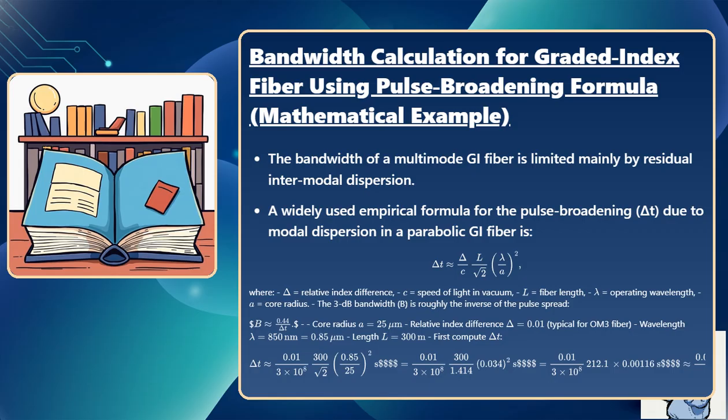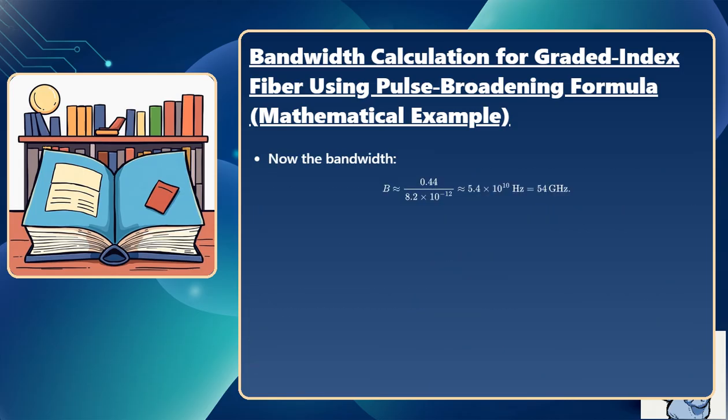0.01 divided by 3 times 10 to the 8 times 212.1 times 0.00116 seconds approximately equals 0.01 times 0.246 divided by 3 times 10 to the 8 seconds, which is about 8.2 times 10 to the minus 12 seconds, or 8.2 picoseconds. Now the bandwidth, B approximately equals 0.44 divided by 8.2 times 10 to the minus 12, which is about 5.4 times 10 to the 10 Hz, or 54 gigahertz.